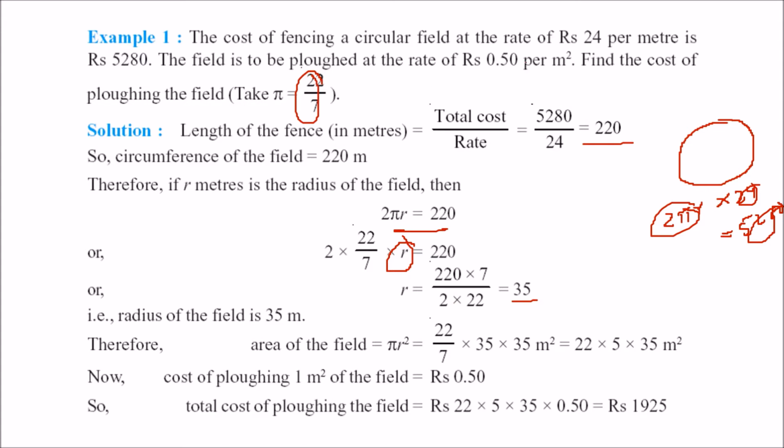Find the cost of plowing the field. The field is plowed at the rate of 0.50 per square meter. So the area is pi r square, where we have used pi as 22 by 7. If you multiply this by 0.50, you will get the cost of plowing the field, that is 1925.